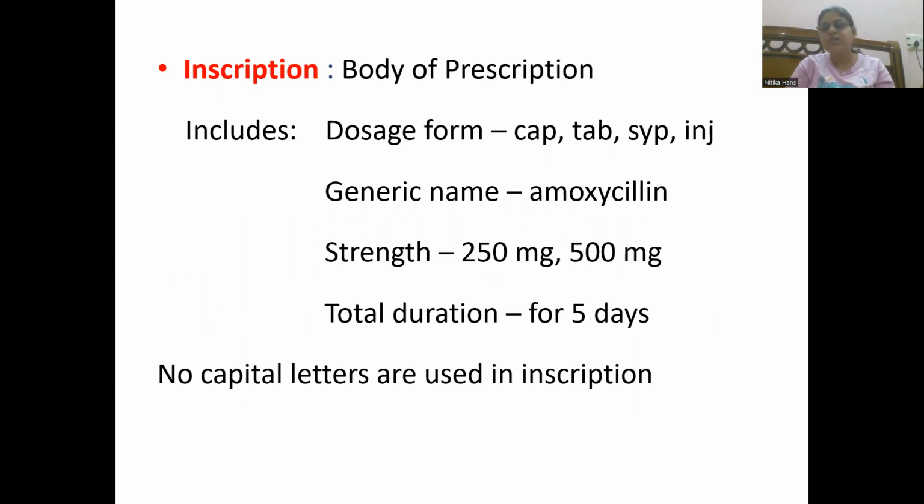First of all, injection, then capsule, then tablet, then syrup has to be specified. The generic name has to be written, strength has to be specified, along with the dose and duration. No capital letters are used in the inscription part.